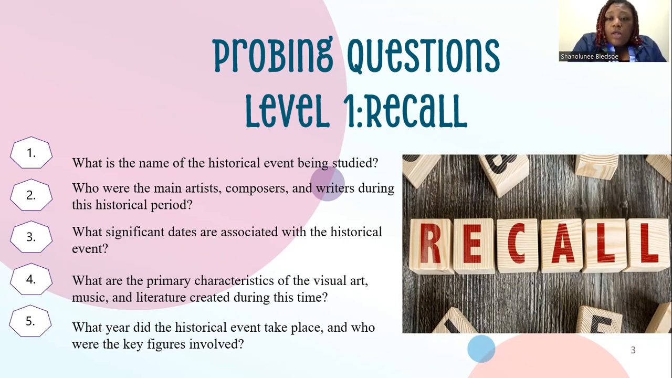These questions help ensure that students grasp basic facts and concepts, which are essential for building more complex knowledge and skills. So for example, number 1, what is the name of the historical event being studied? Number 2, who were the main artists, composers, and writers during the historical period? And number 3, what significant dates are associated with the historical event? These are just basic questions to gain their understanding of the material that they are reading and the historical events that they are researching.